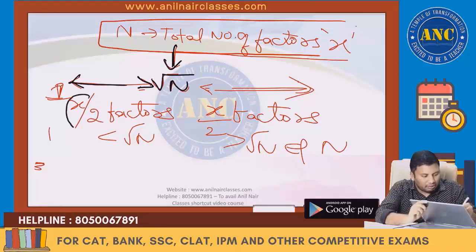These are x by 2 factors and there are x by 2 factors here.